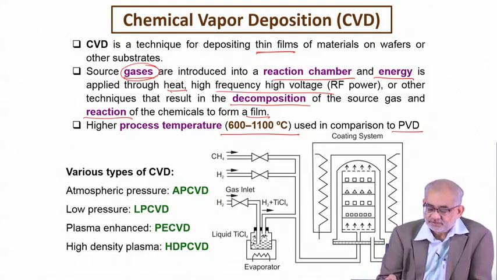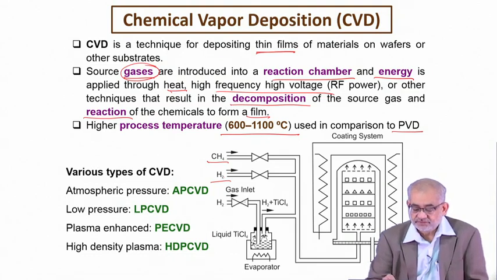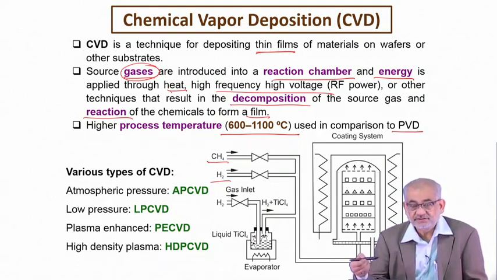Like I was saying, you can produce a compound layer, and you can feed in different kinds of gaseous mixtures, like a hydrocarbon and hydrogen together, or you can even bubble titanium tetrachloride and hydrogen together. The substrate remains inside the chamber. The temperature and pressure conditions can be varied.